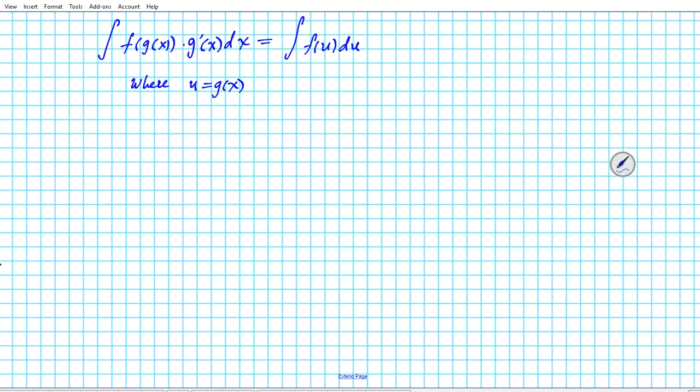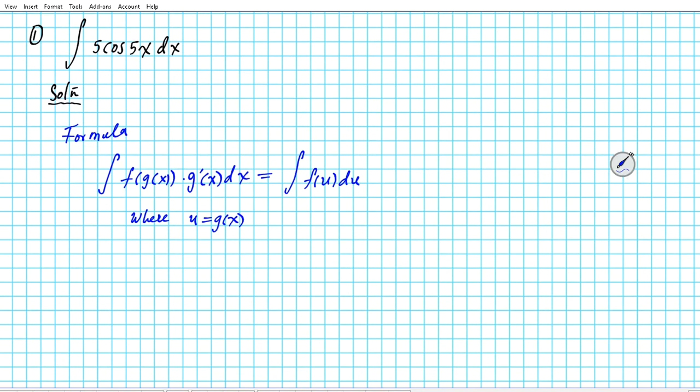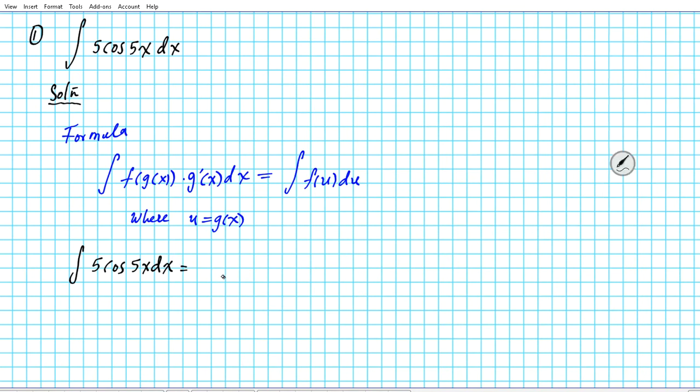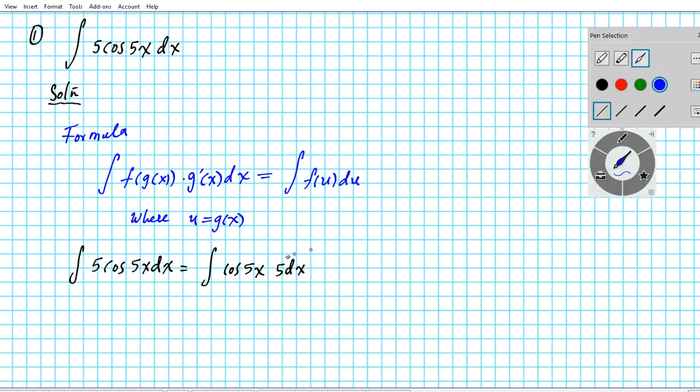Now, let's rewrite the problem. We have the integral of 5 cosine 5x dx. So I'm going to rewrite it in the form where it's easy to identify what u and its derivative is. I'm going to write this as the product of two functions, the composite, cosine 5x, and then I'm going to put 5 dx right here. Alright, so this is a composite function, so an appropriate u will be the inner function. Okay, so let's call that u.